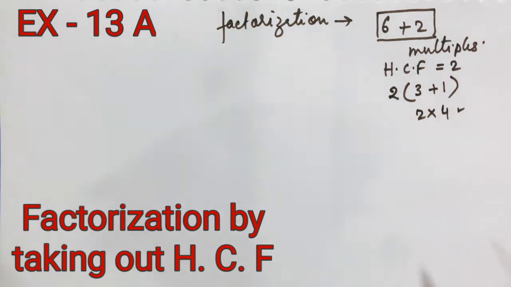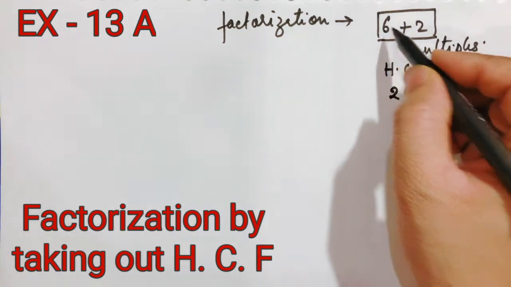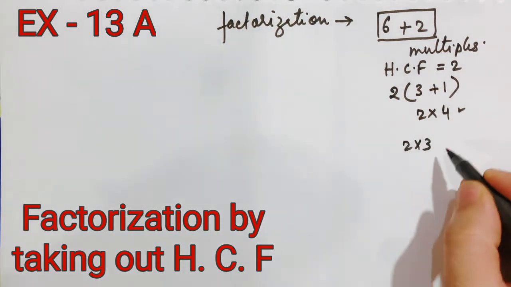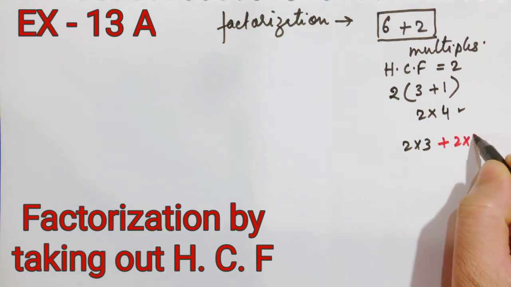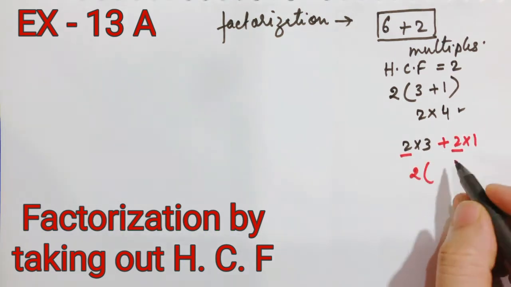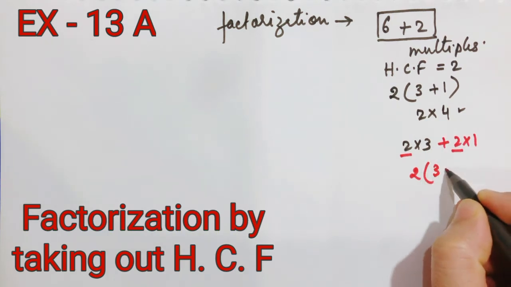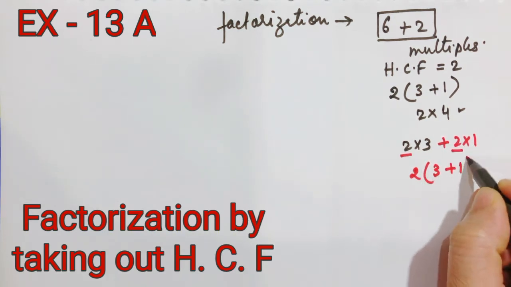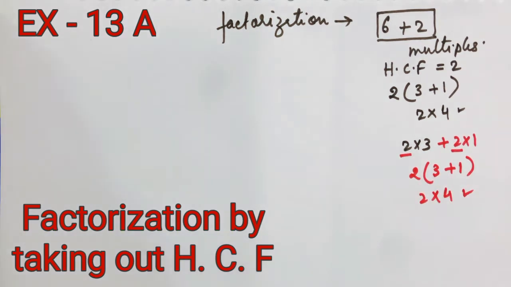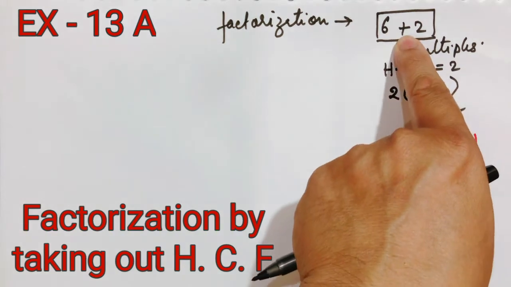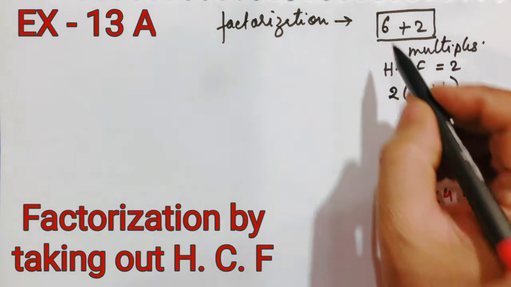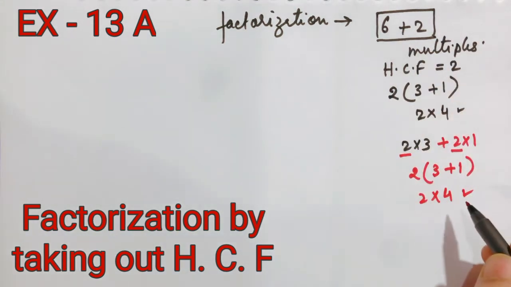Now once again, let us understand this in a better way. 6 means 2 times 3, isn't it? And 2 means 2 times 1. So when I took 2, that is the HCF, out, what did we get? We got 3 over here and we were left with 1 over here. So 2 times 4 is the same number in multiple form. Okay? 6 plus 2, 8. 2 times 4 is equal to 8.